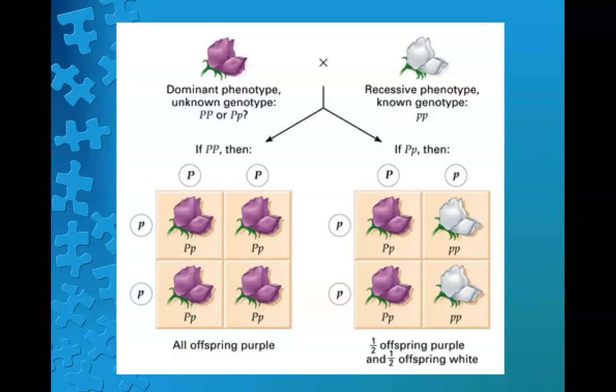So here's an example of flower color. Here's my purple flower. I know that because that purple color is dominant, it either has to be homozygous dominant or heterozygous. So I mate it with an individual that is of the white phenotype. In this case, we know white's recessive, and I look at their offspring. If it's homozygous dominant, I'm going to get all of my offspring being purple. But if this purple flower was heterozygous, I'm going to get a 50-50 split. So in this case, if I see white flowers show up, I know that this individual had to be this.